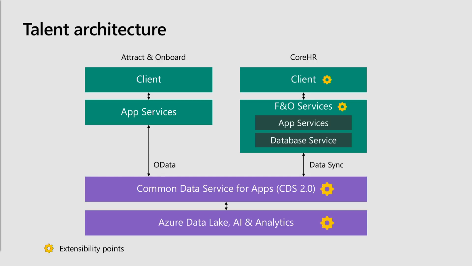On the core HR side, in our conversations with customers, we realized that while they really liked what they saw with core HR, there was a lot of need for customization. With that in mind, we constructed it in a way that everything was extensible right from the client to the middleware to the database. Really, Core HR is based on the same stack as F&O, so it is very similar because it builds on top of that same stack.